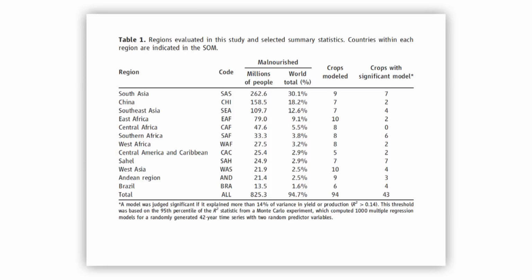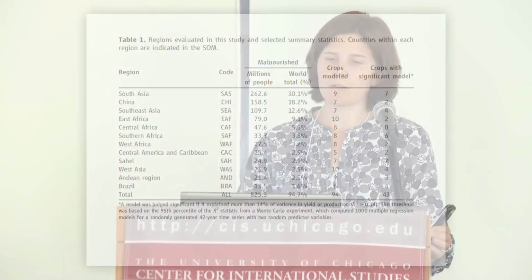And so in South Asia, 30.1% of the world's malnourished people live in South Asia, 18% in China, and then in Africa is another about 15% all told. They looked at the most food insecure regions of the world, and then they modeled how crops that are grown in those regions will be affected by climate change.